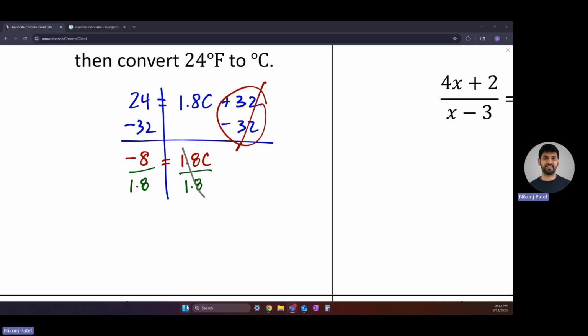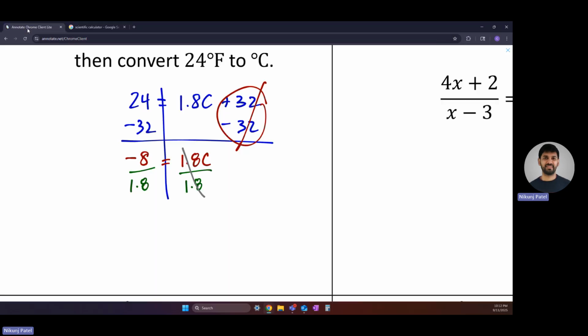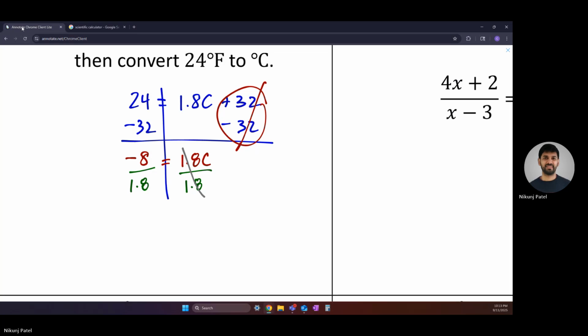And when we do that, in this case, the 1.8's over here cancel, but we do have this negative 8 divided by 1.8. So we would need to convert in our calculator or just divide in our calculator, 8 over 1.8, 8 divided by 1.8. And I forgot to put a negative, but this should end up being a negative 4.44 repeating. Negative 4.44 equals C. There you go.